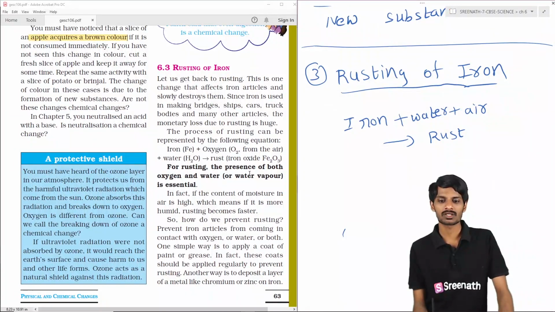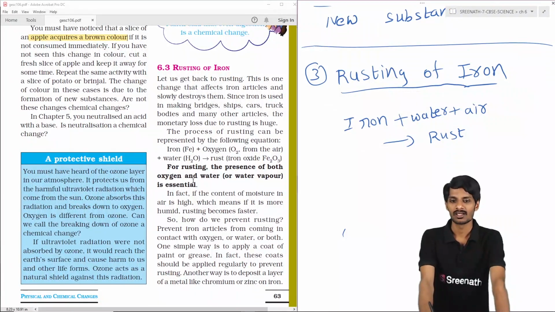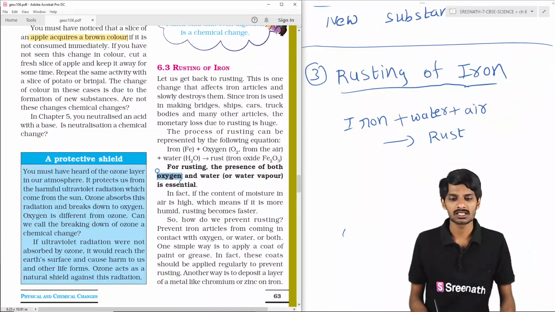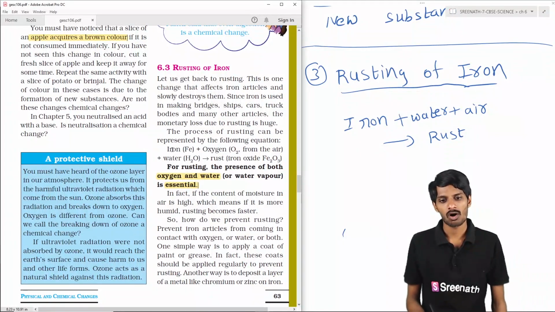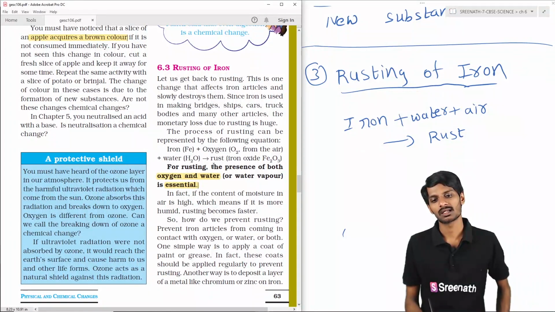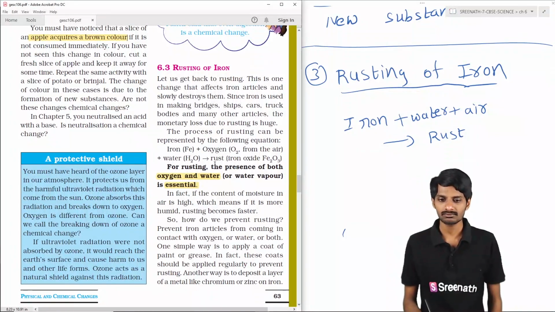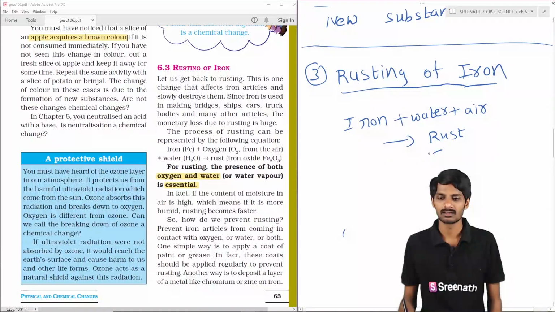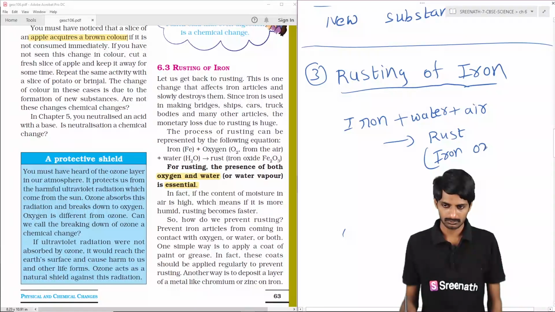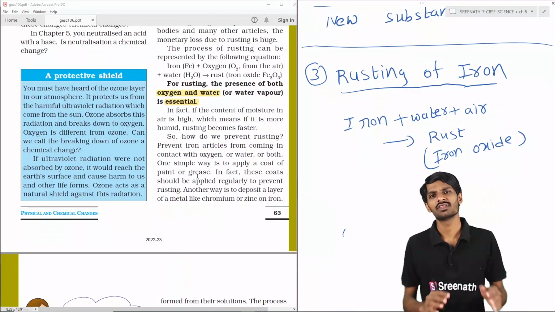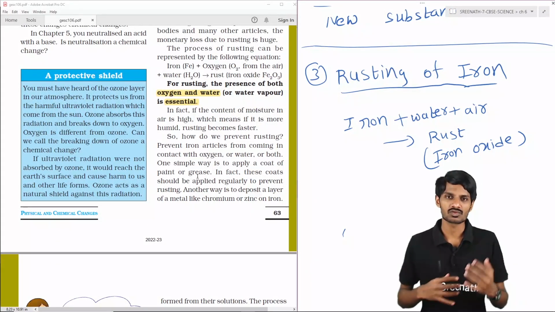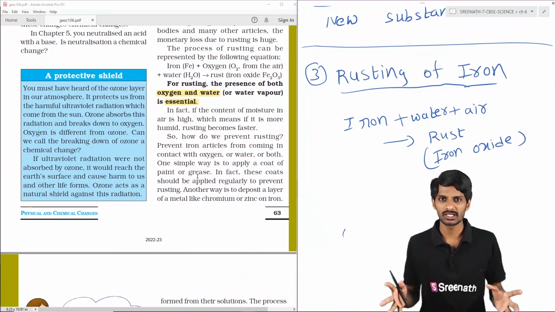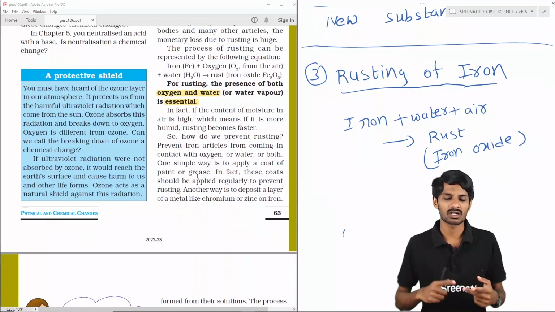For rusting, the presence of both oxygen and water is necessary. If you want rusting, we need both things. Iron plus oxygen plus water gives rise to rust, iron oxide. Rust is nothing but iron oxide, students. If the moisture content or humidity is high, the rusting becomes faster, because air and water are available.